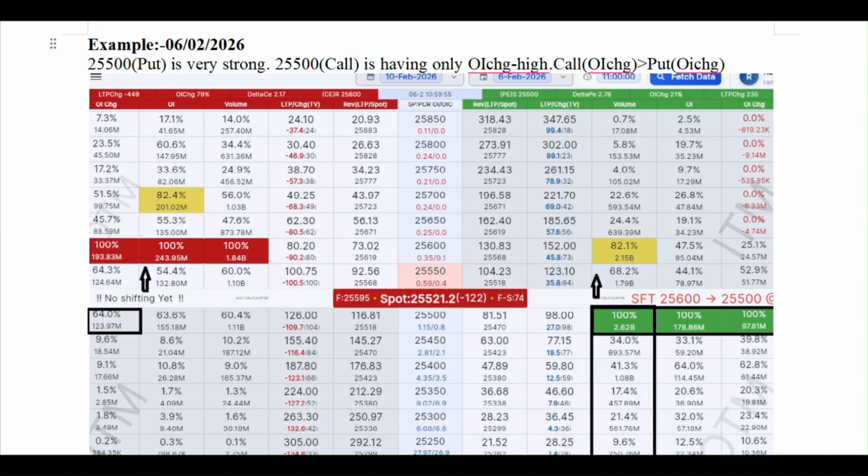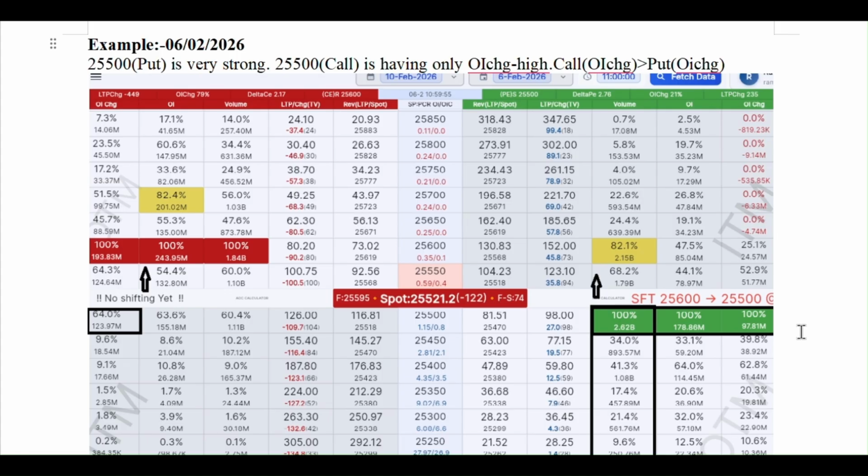Now let's analyze another real market example from 6 February 2026 to understand how to identify a bottom reversal setup using the option chain. The first thing we observe is that the 25,500 put strike is a very strong support level. At this strike, the put side has high volume, high open interest and strong open interest change. This combination tells us that institutional traders and option writers are actively defending the 25,500 level. In other words, big players are waiting at this strike with heavy positions, making it a strong support zone.